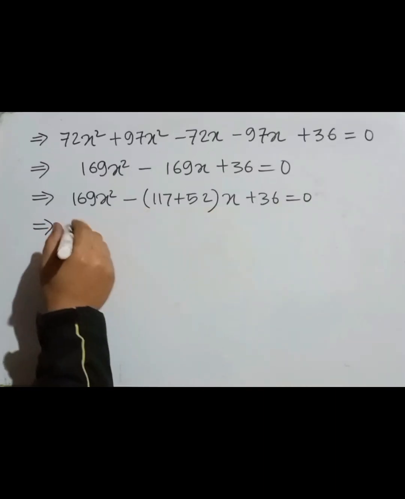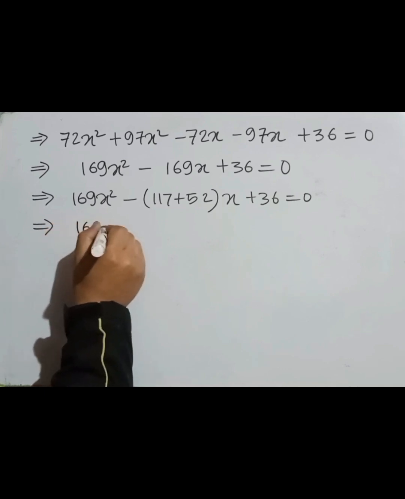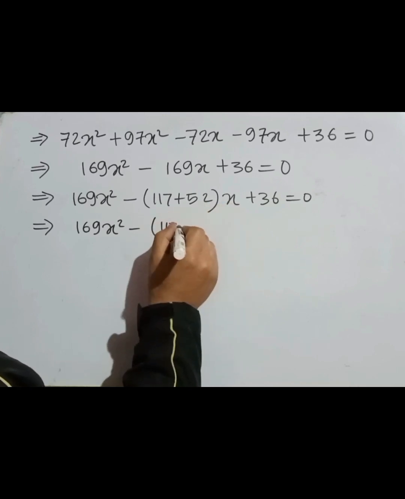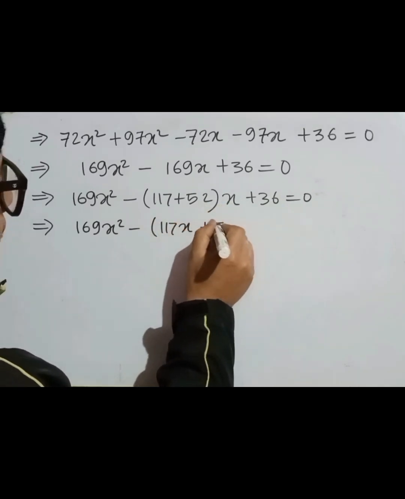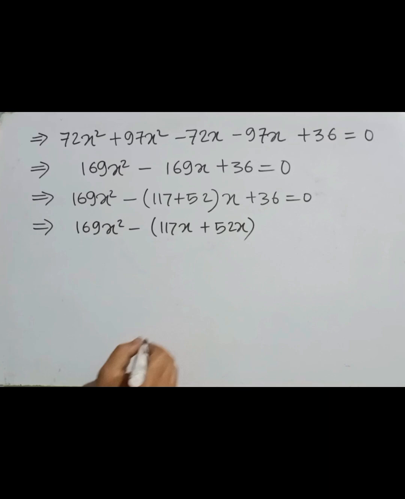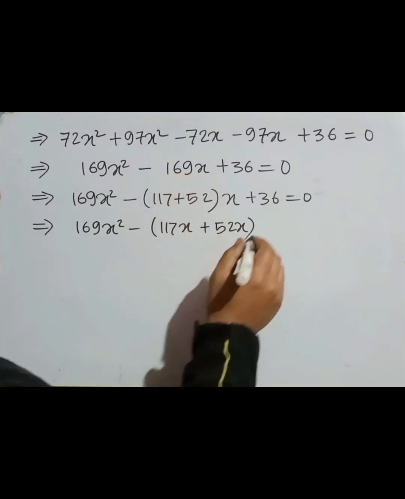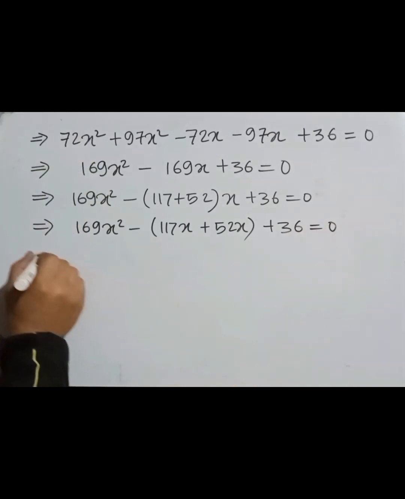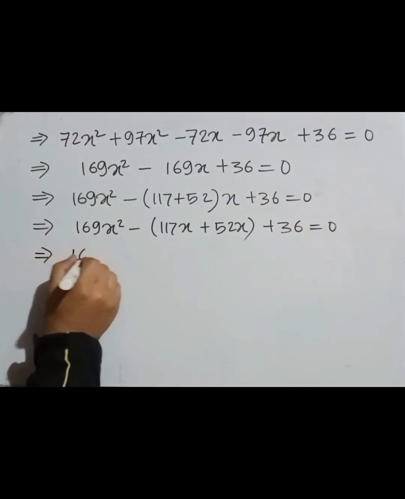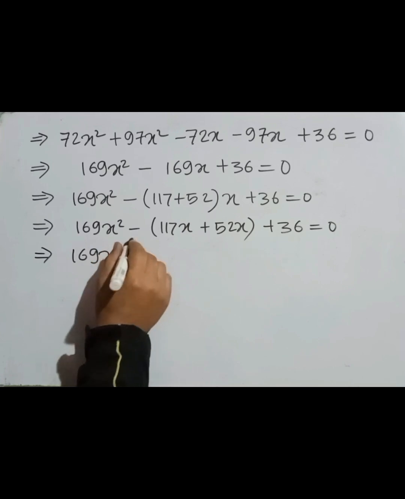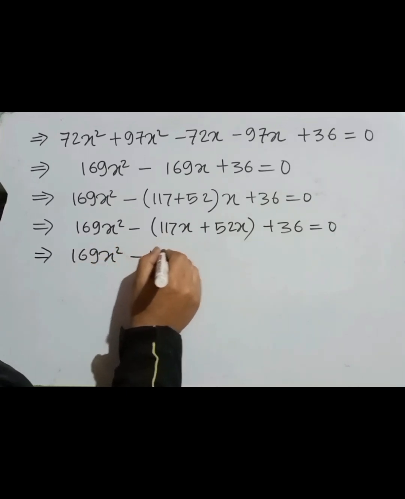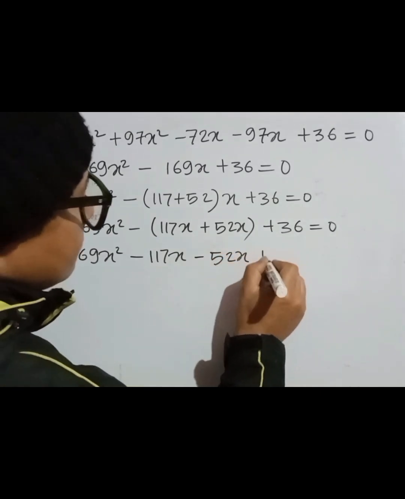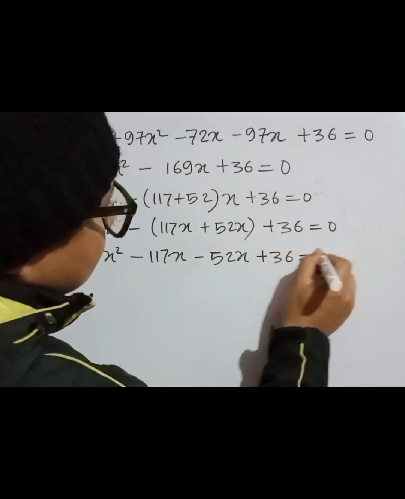So in the next line it becomes 169x square minus, here we don't have to open the bracket, we just have to put x within the bracket. So it becomes 117x plus 52x plus 36 is there, and this is equal to 0. And in the next line, we have to open the bracket with sign: 169x square minus 117x minus 52x plus 36 is there, and this is equal to 0.